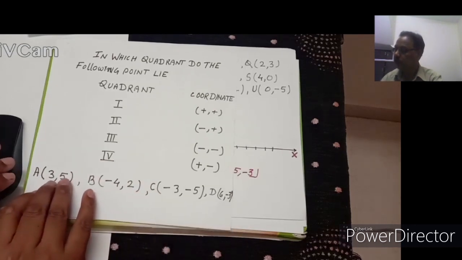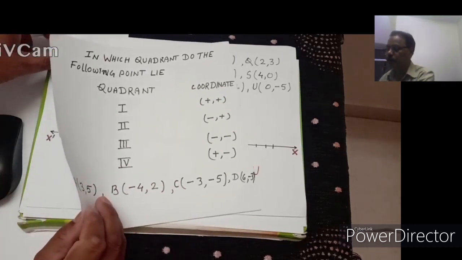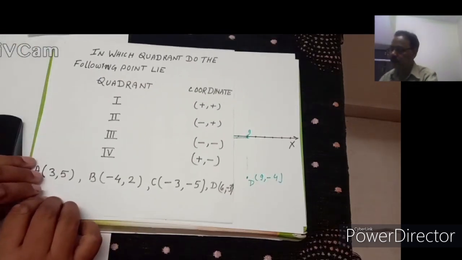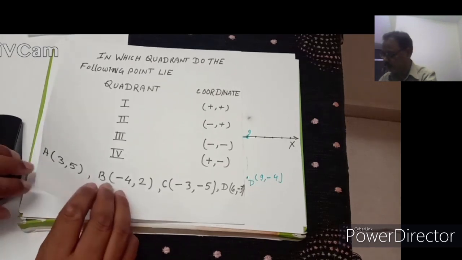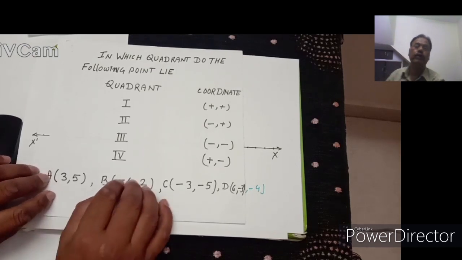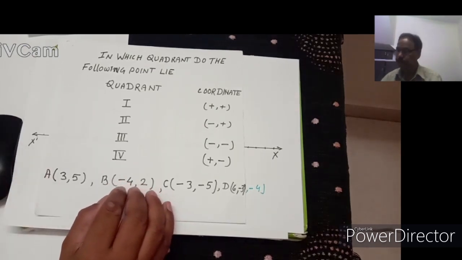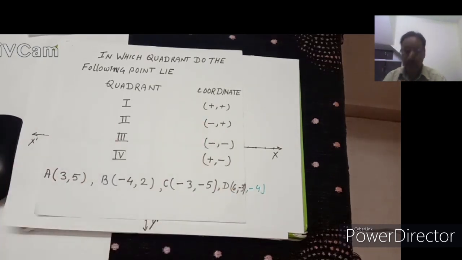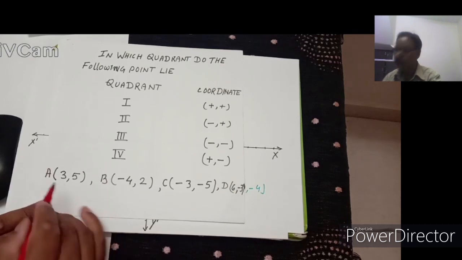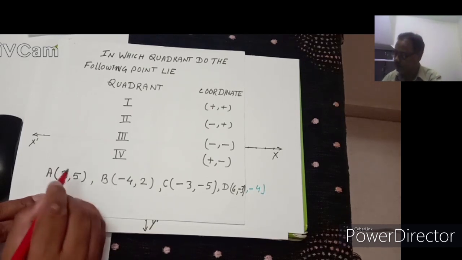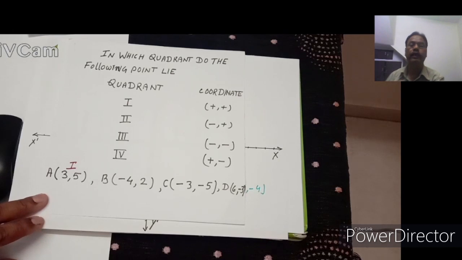So by only observing the signs of the x coordinate and y coordinate, we are able to find out in which quadrant the following points lie. Understand? Both positive, it will lie in the first quadrant. So let us see. Our first point is 3, 5. Both are positive, so it will lie in the first quadrant.